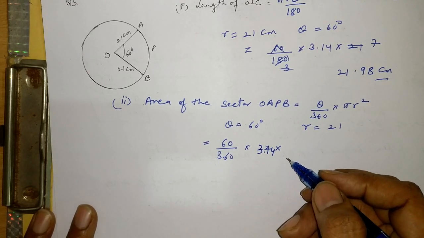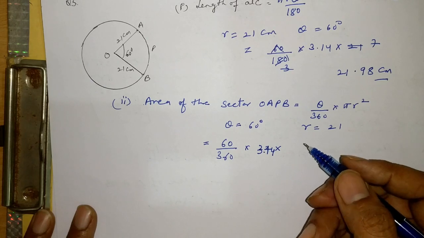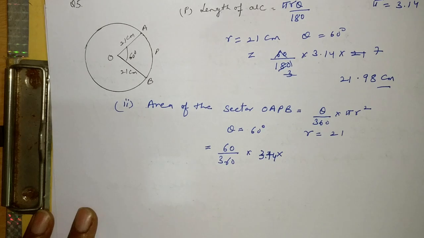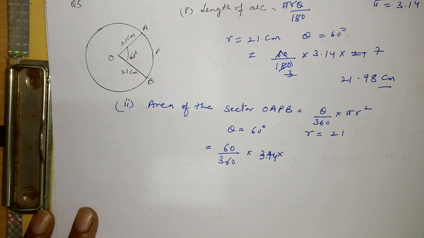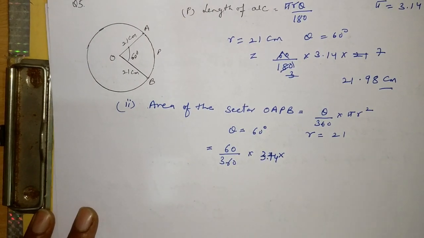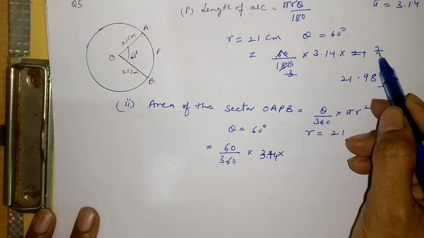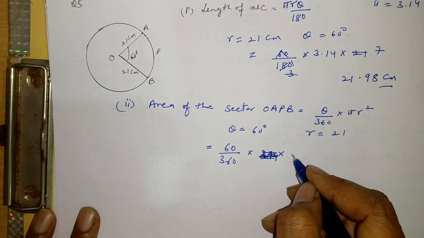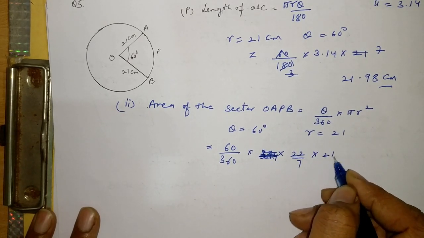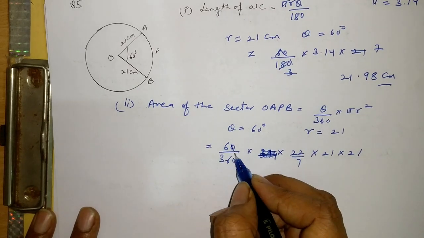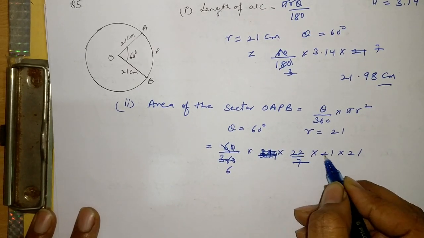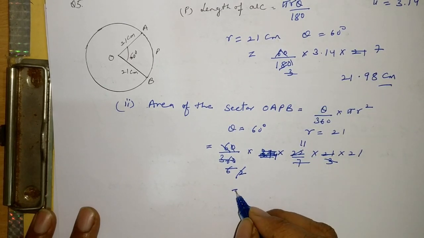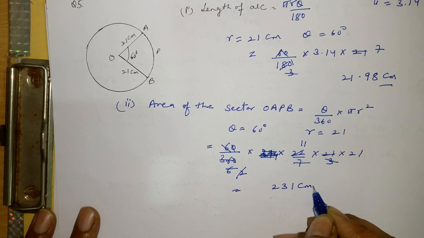But I must say, in questions where we have a multiple of 7, wherever we have the multiple of 7, we can take pi as 22 by 7. So we can take 22 by 7, and r is 21 and this is 21. So 6 6s are 36, 7 3s are 21, 3 2s are 6, and this is 11. We'll multiply, which will give us 231 centimeter square.